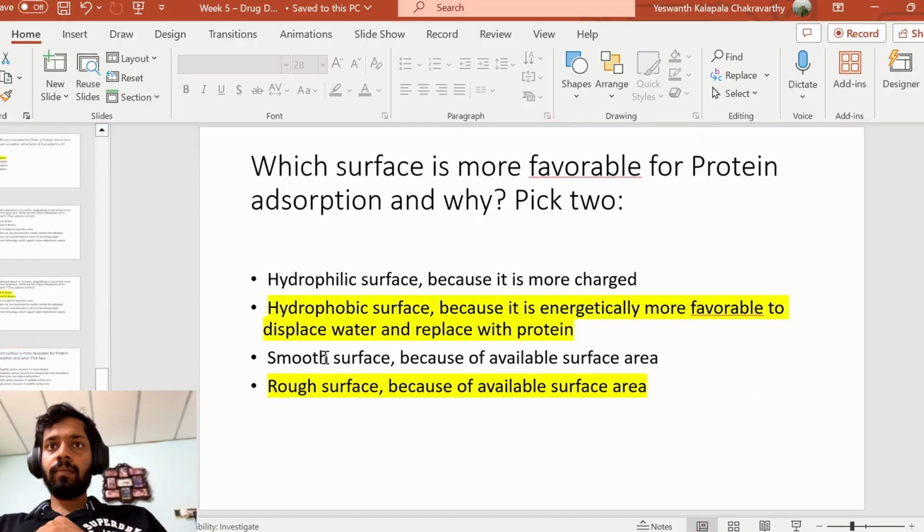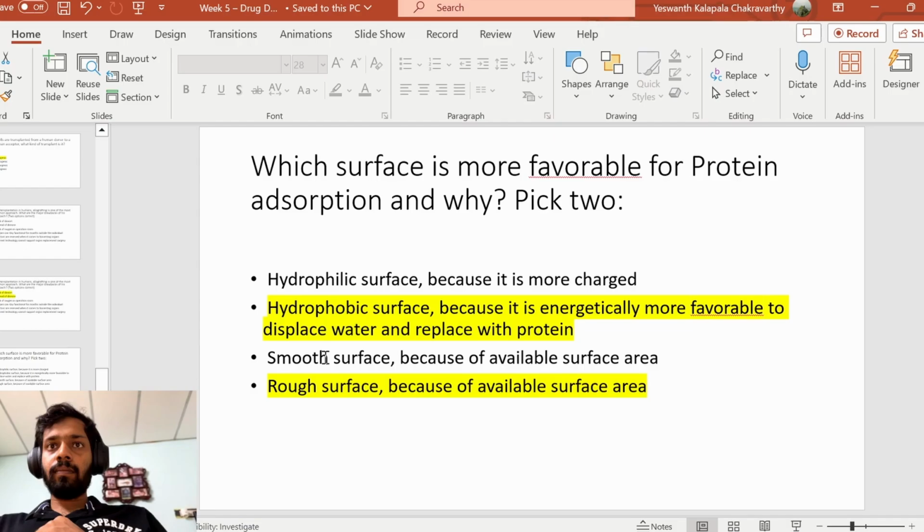Okay. So the next question is, which surface is more favorable for a protein adsorption and why? Is it a hydrophilic surface or a hydrophobic surface? So if you go through the protein adsorption and Vroman effect and all this, you will start to realize that hydrophobic surface is the most important for protein adsorption to happen, because it is energetically more favorable to displace water and replace with protein. And also surface area is a very big factor when it comes to protein adsorption. If there is a large surface area, a lot of protein adsorption is going to happen, right?